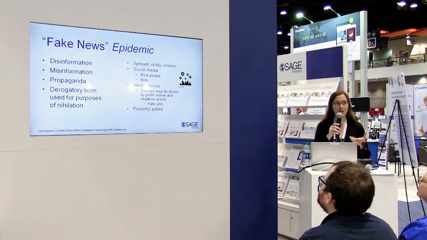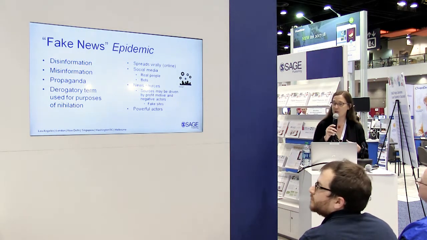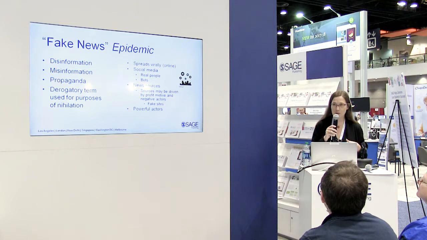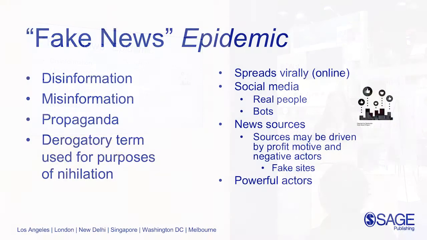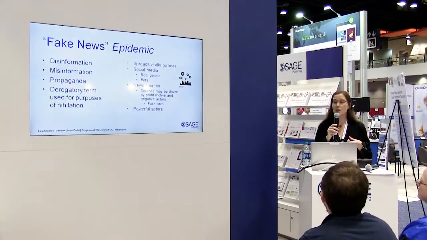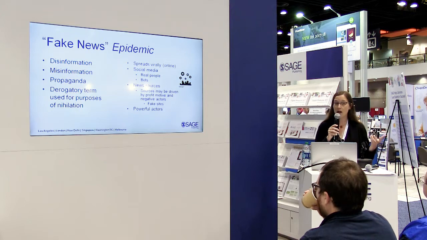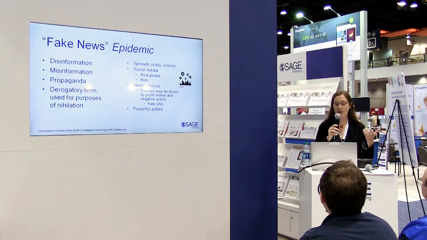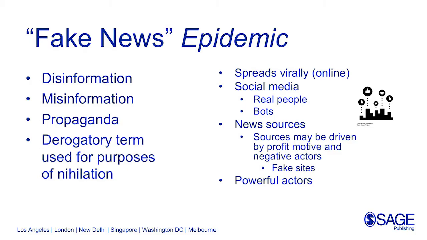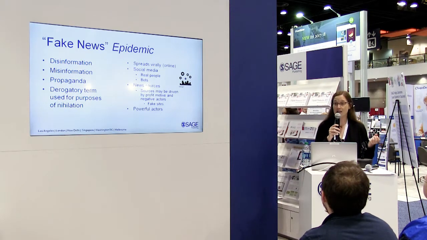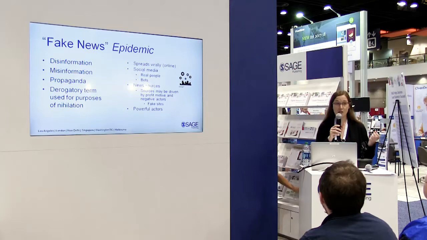So before I delve into the meat of the presentation, I do want to spend just a little bit of time defining some of the terms, because fake news is used in many different ways. I think that the real definition for fake news is disinformation. So things that are deliberately false, and they may also be spread in a systematic manner, which would make them propaganda as well. So misinformation would be something that's unintentionally false. And then we're also seeing fake news used as a derogatory term for purposes of discrediting, as how President Trump uses it to talk about the mainstream media.